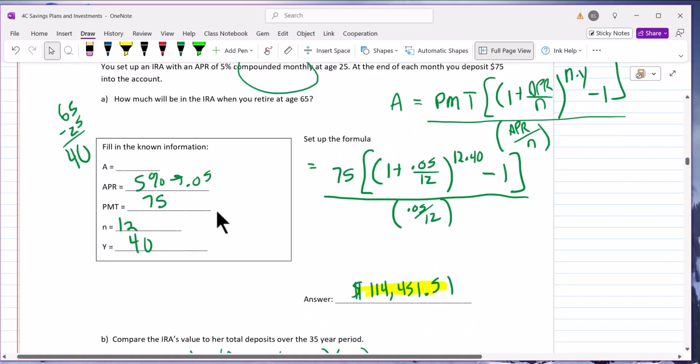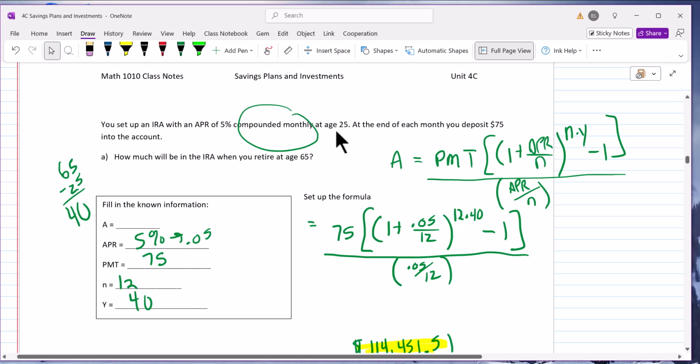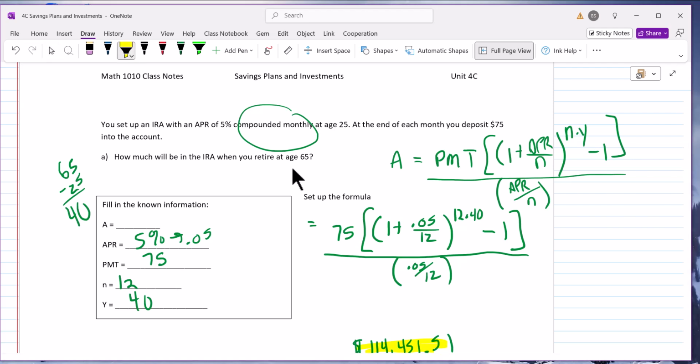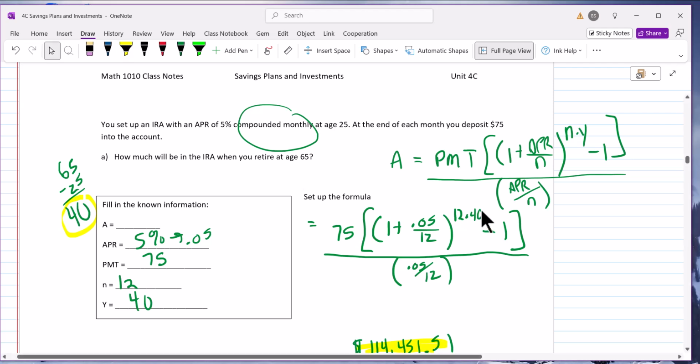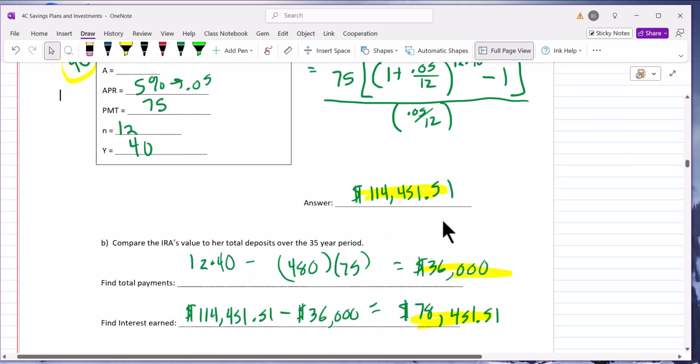No, because this problem right here said you start saving at 25 and then you retire at 65. So that means that if you take 65 minus 25, it's a 40-year savings. Oh, that should be a 40-year period. Okay, that's my mistake. That was a good catch.